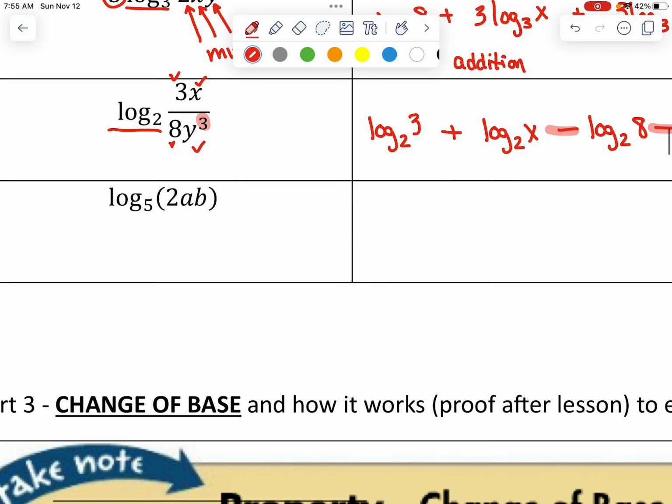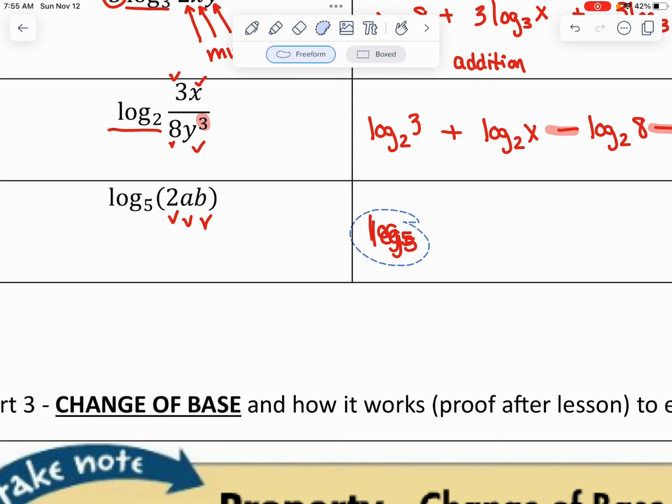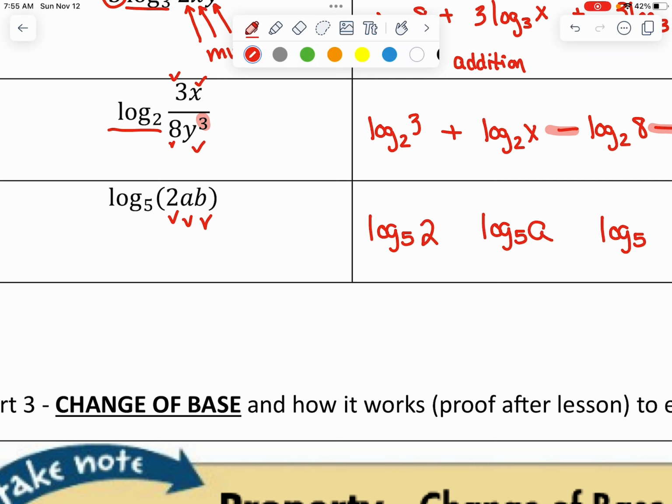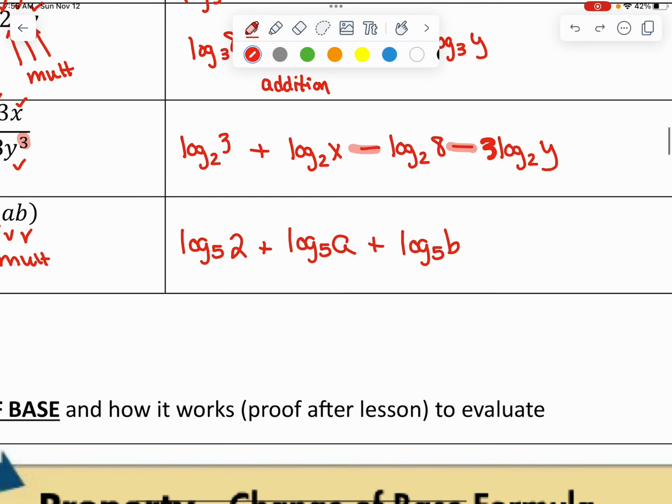And last, we have this log base 5. Can you guess how many log base 5s we're going to have? 1 for the 2, 1 for the a, and 1 for the b. So there's 1, 2, and 3. All of this was multiplication over here, so all of these are adding. There's no outside number to deal with, and there's no exponents inside, so that is your answer. And that's how you expand logarithms.